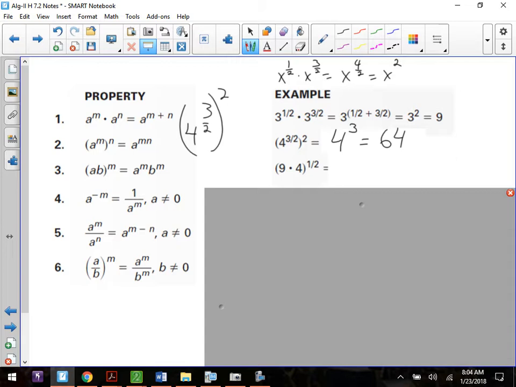It works nicely when they're both perfect squares. Sometimes they're not. Sometimes you have to do some simplification. But in this case, if you go the long way, it's just 9 to the half, 4 to the half. Good save. Which gives you 3 times 2, otherwise known as 6. It still works.